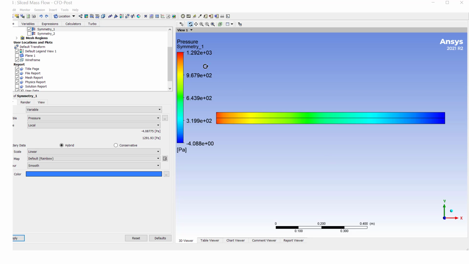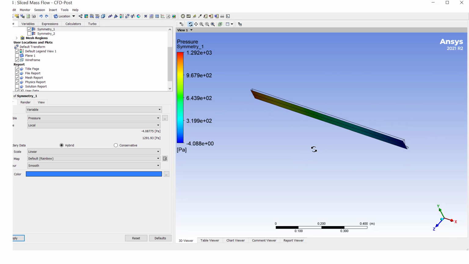Also, if you see the pressure behavior, you will see that the values are pretty similar to those obtained with the full model. This reinforces the idea that for this kind of model, with the slice model and symmetry boundary condition, we should slice also the mass flow rate. In this case, we have 16 slices, so we needed to divide the total mass flow, which was 5 kilogram per second, by 16.